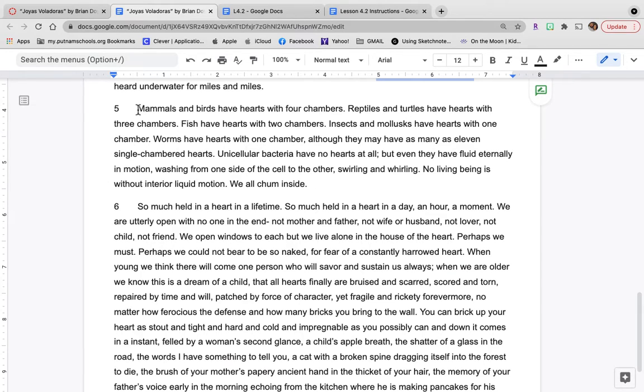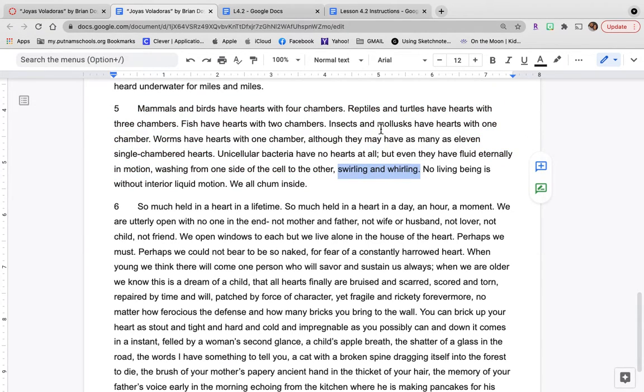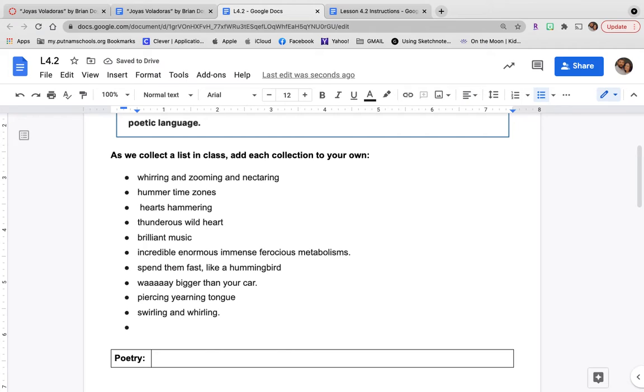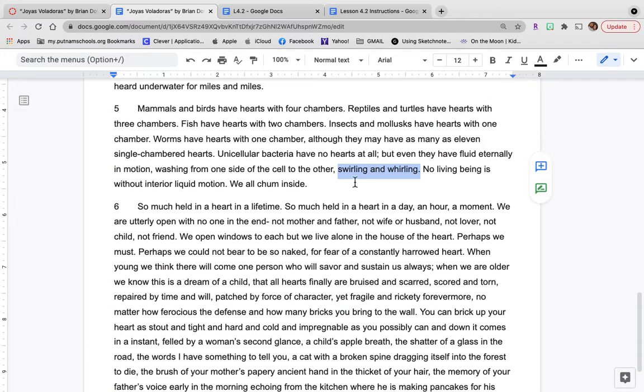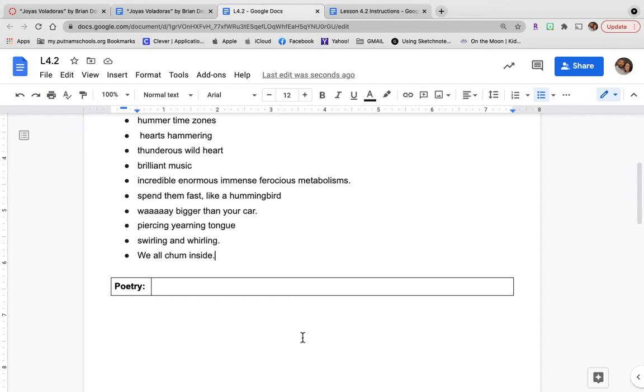All right, so up here you have a lot of, again, varied, almost factual stuff, very factual things here. So I would go with where he repeats the whirring and swirling and whirling, because he said a lot of those same kind of words very close together. And a lot of people have chosen this one too, we all chum inside, because now he's linking all of us together and he's calling it chum inside of us instead of liquid motion or blood or whatever.